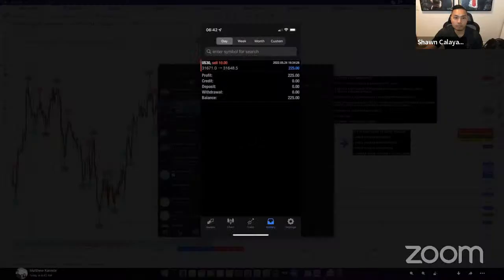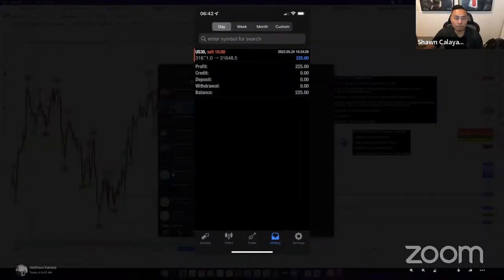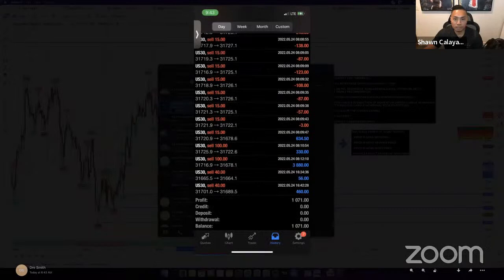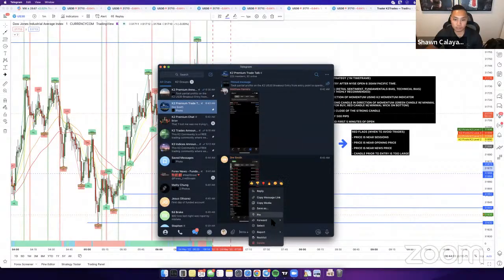Let's see, Matthew over here took the breakout as well, moved his stop loss in profit. Smart move, Matthew, locked in a total of 225 for the day. So great work right there, Matthew. Dre over here had a couple losses, had a couple wins. These wins heavily outweighed the losses though, locked in a total profit of 1,071. So nice work right there, Dre.